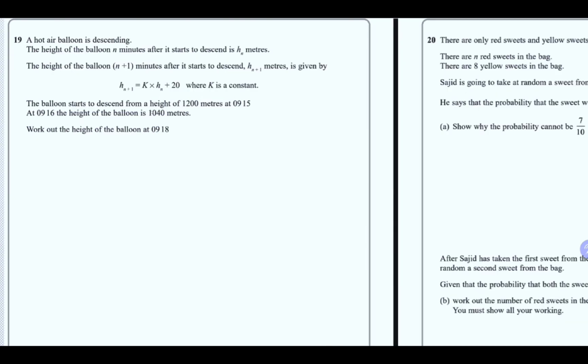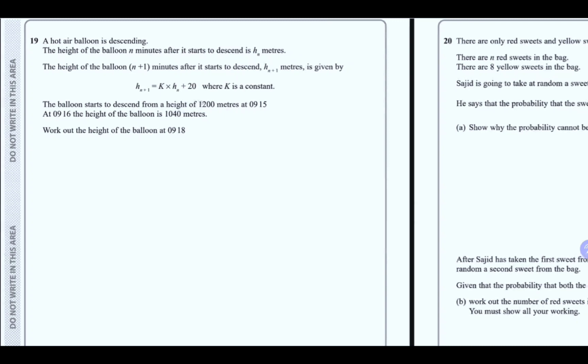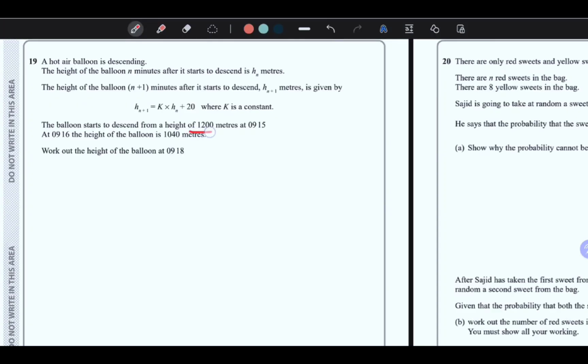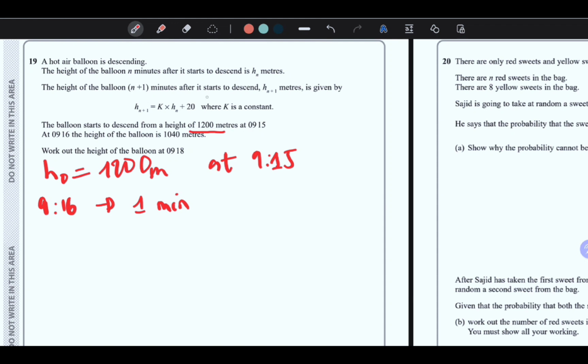If a balloon starts to descend from a height of 1200 meters at 9:15, and then no time has passed, it means the initial height is 1200 meters. Now it says the height of the balloon n minutes after. So let's say at 9:15. Let's say at 9:16, which is 1 minute after.